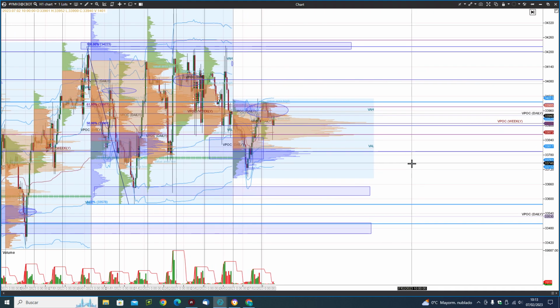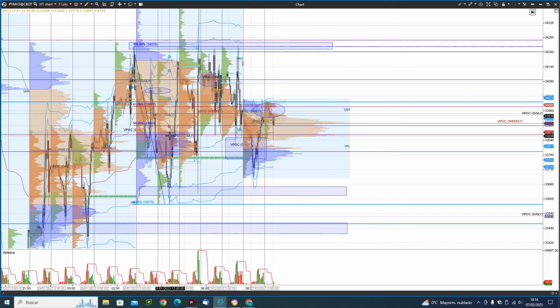So what are the targets? Yesterday we had this upper target and it touched it, and so you can see we have two VWAPs, 33,982 and this VWAP 33,769. Until the price breaks this point up or this point down, we can't make anything really.